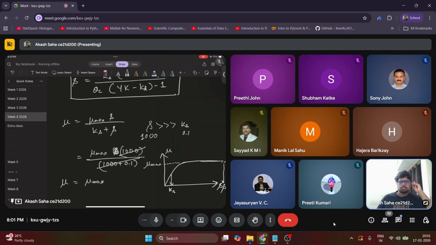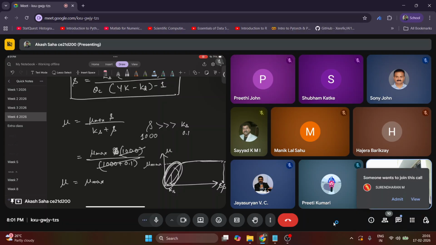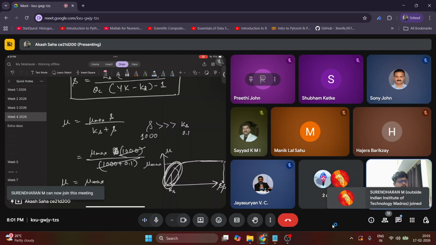But if S is somewhat closer to the Ks value, then you have to solve it and get the value. It will be somewhere in this region, right? So like that you can do.